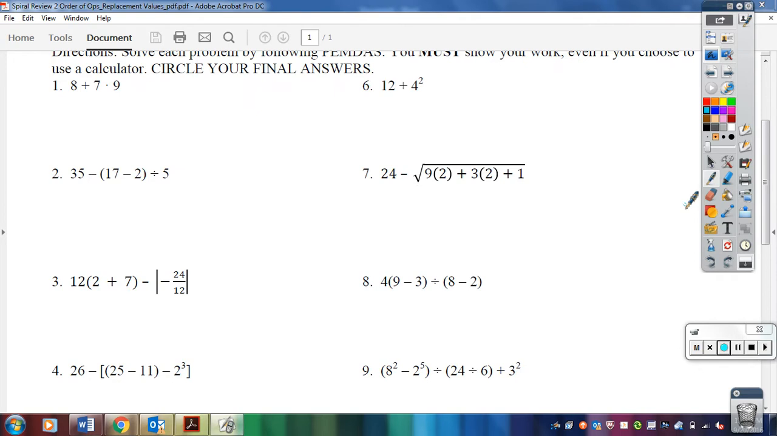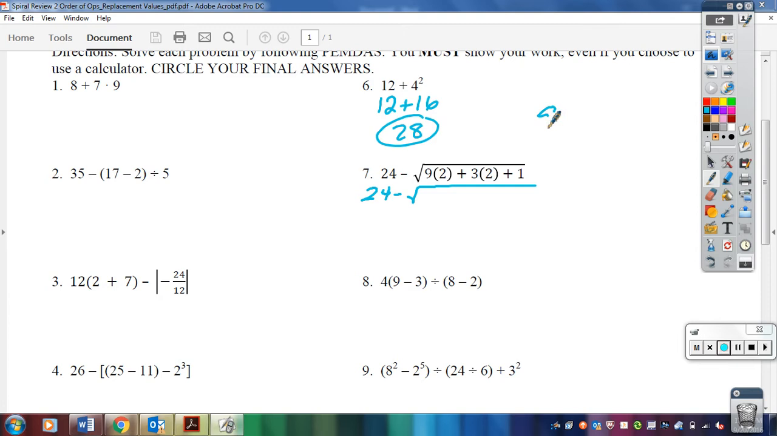Moving back up to 6. 12 plus 4 squared is 16. That's 28. 4 squared is not 8. There are still hidden parentheses. This is a situation where it's hidden parentheses. We have to do all this work on the inside first. Don't forget to rewrite everything. Students often forget to bring stuff down. They forget to bring the 24 down. They forget to bring the radical down. They often get themselves in trouble.